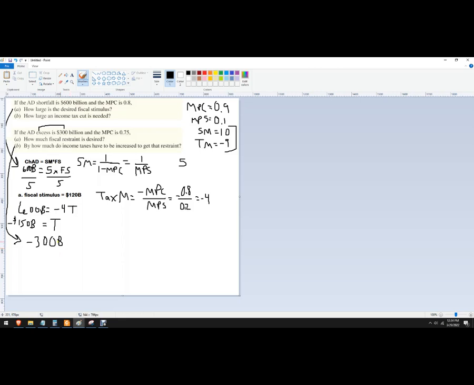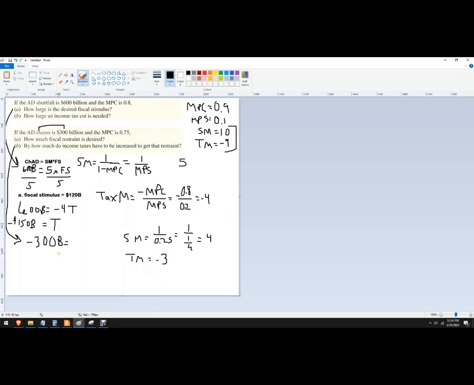Okay, so in this case, it's the same setup. Here, the MPC is 0.75, so our spending multiplier is 1 over 0.25. So this is 1 over 1/4. Pretty easy. You can do it without a calculator. Rearrange, and you get 4. Using our tax multiplier trick, we know the tax multiplier is -3.